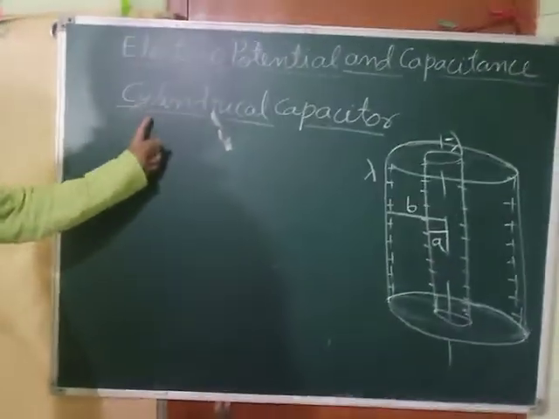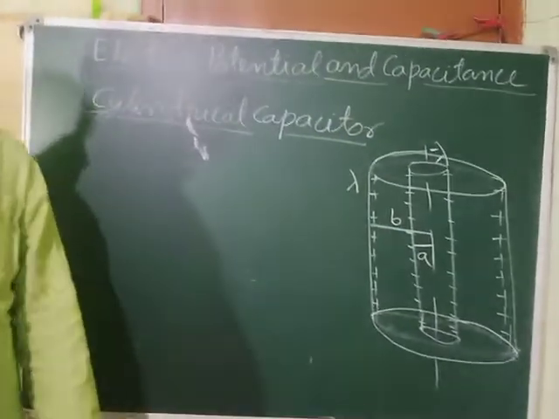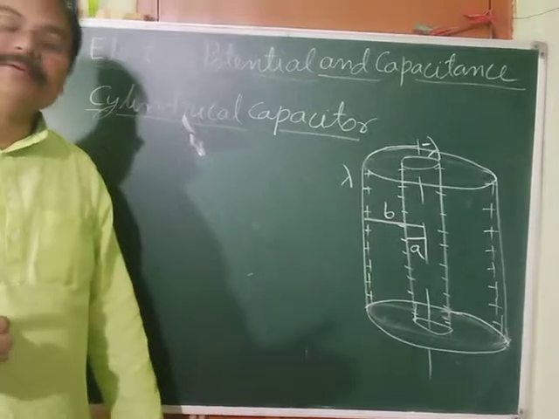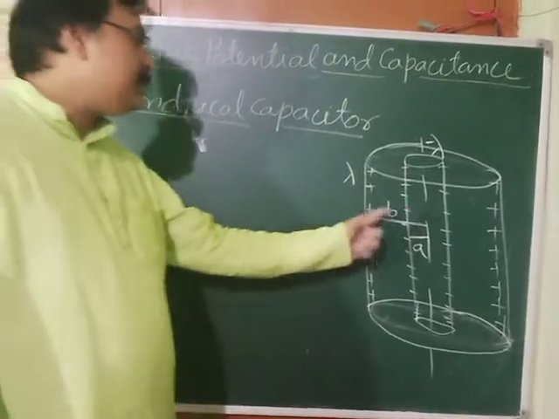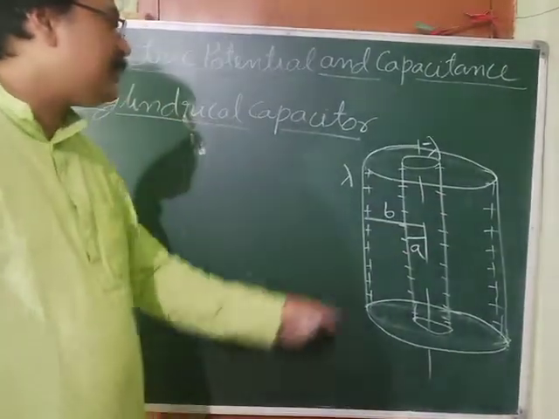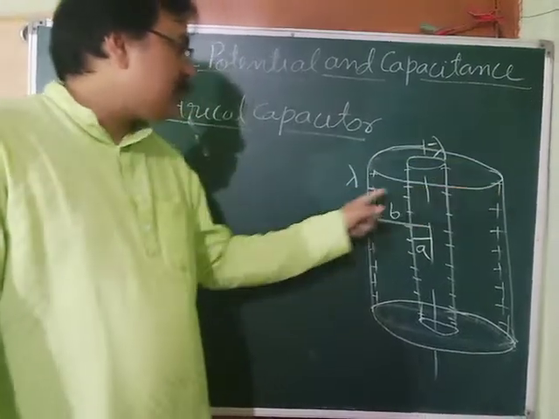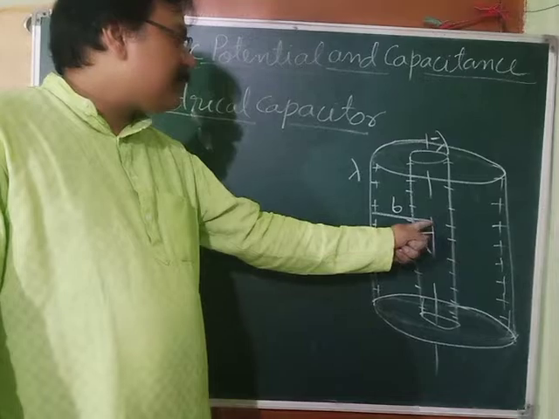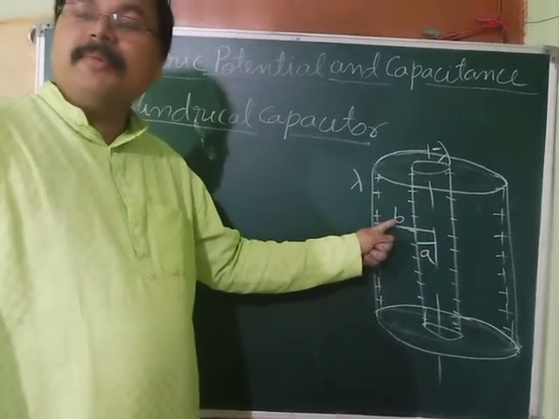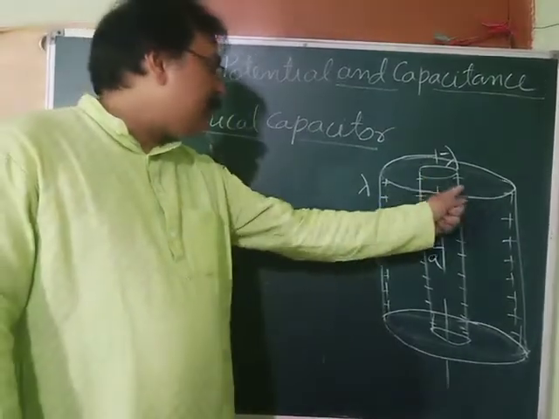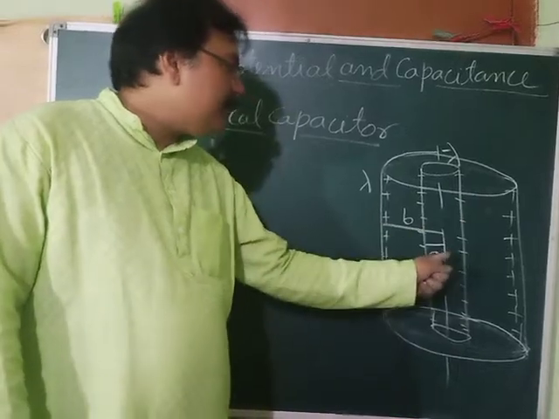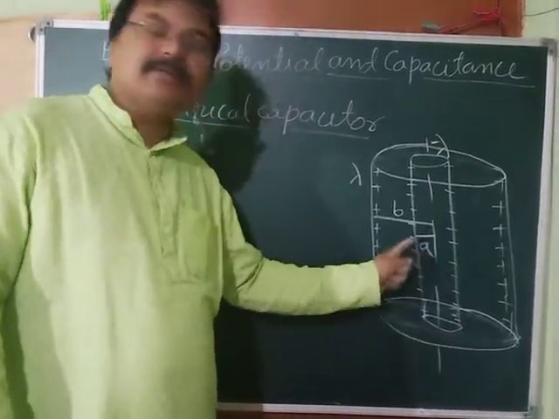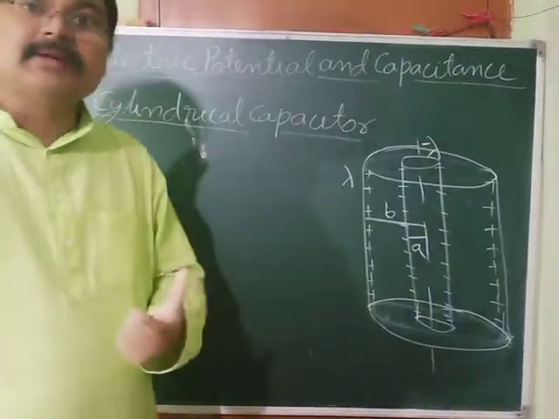Next is the cylindrical capacitor. This is again not in the CBSE syllabus, but it is in the competitive examinations. In the case of a cylindrical capacitor, we have a cylindrical shell, the outer one, which has radius b, and there is an internal cylinder which has radius a, and this is the axis of the cylinder from where the radius is measured. We call them coaxial cylinders.